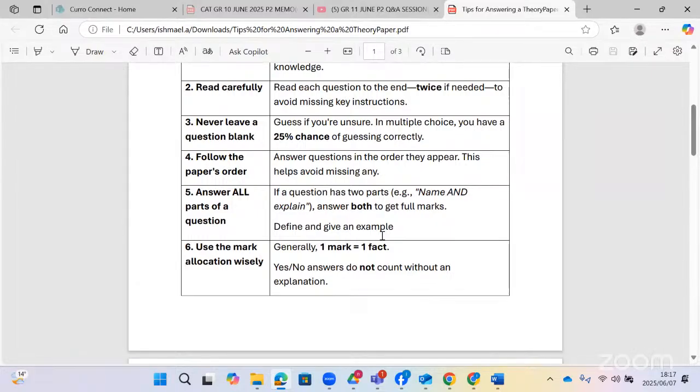Like define and give an example. You must give the definition and then from there you give the example. Use the mark allocation wisely. If it's 1 mark, it needs 1 fact. Yes and no answers do not count without an explanation. So if you say yes, you must be able to explain it if the question is asking that.